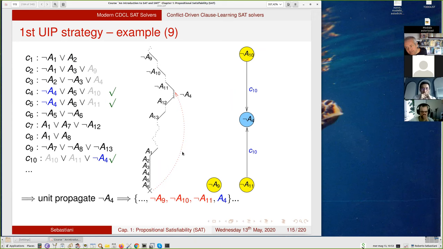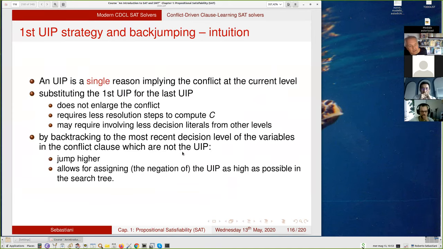You see this? So why UIP? The intuition: a UIP is a single reason implying the conflict at the current level. So if you substitute the first UIP for the last UIP, you would have obtained the same failure. Okay? So you pretend that you have failed due to having decided the first UIP rather than the last UIP. You have obtained the same effect.